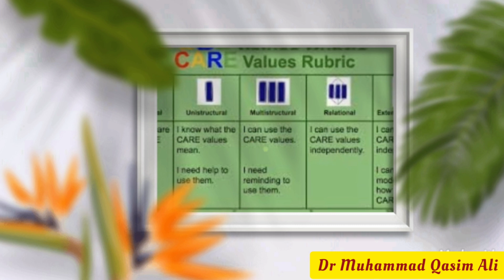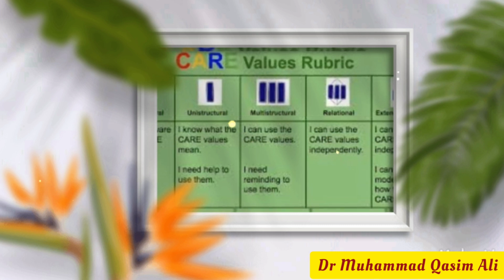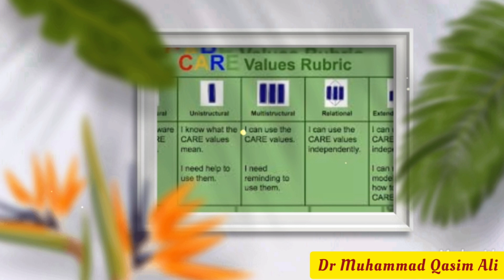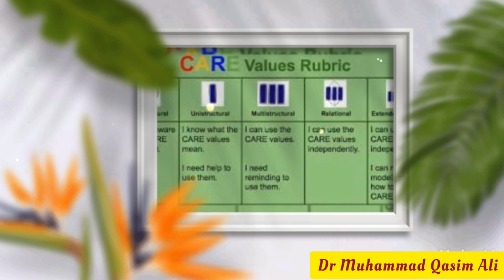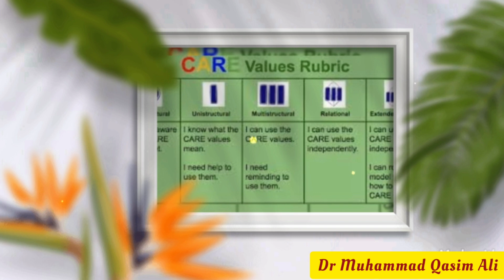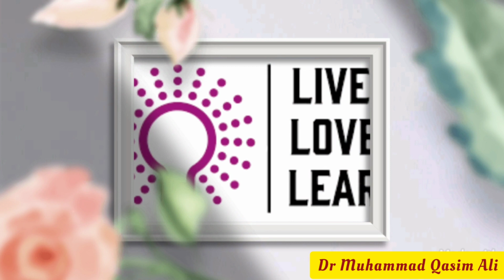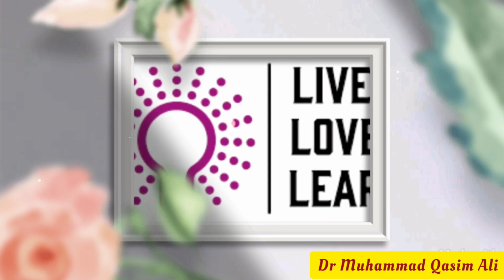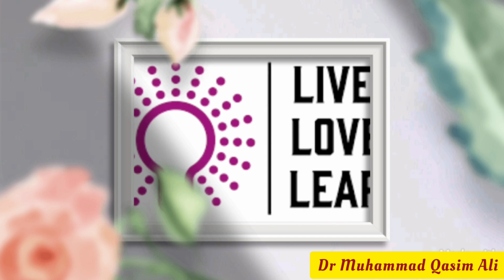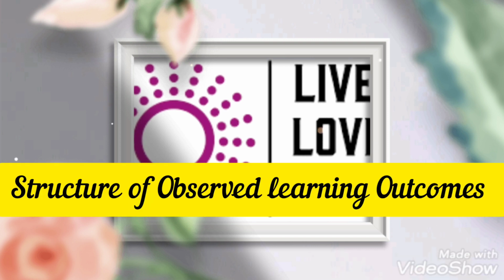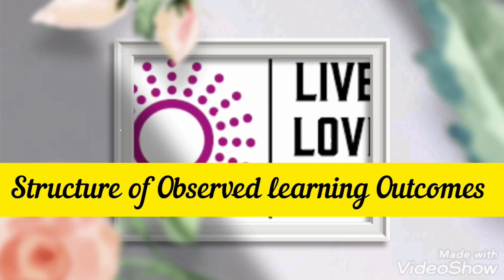SOLO taxonomy provides a series of categories based on the structural relationship of the material being presented in the phenomena. The SOLO taxonomy model is a general framework for scientifically assessing the quality of responses in the classroom by the students. So, the word SOLO is an acronym of Structure of Observed Learning Outcomes. Here S stands for structure of, O stands for observed, L stands for learning, and O stands for outcomes.